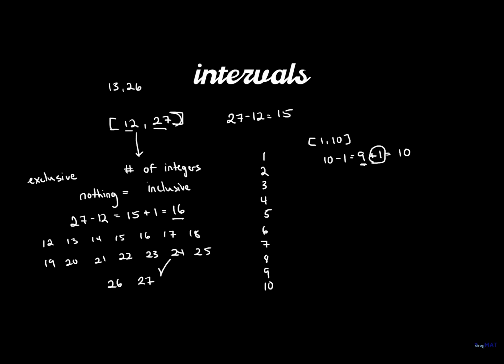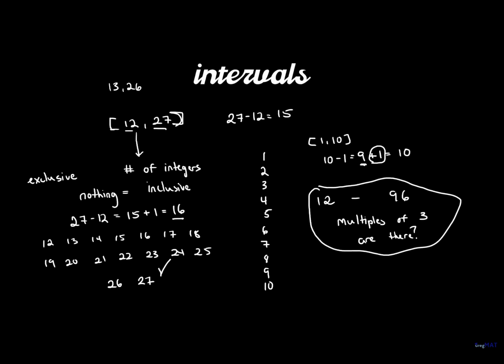Here's a harder problem. From 12 to 96, how many multiples of 3 are there? Before I tell you how to solve this, see if you can solve this by yourself. So from 12 to 96, how many multiples of 3 are there? I'll give you guys 2 minutes.